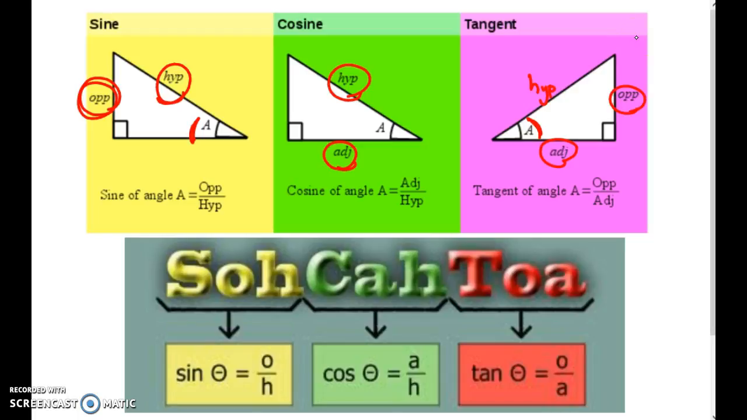We got a handy dandy mnemonic for this, and it's SOHCAHTOA. SOHCAHTOA I like to call Pocahontas' sister, but it gives us all the setups in one spot. So my sine is opposite over hypotenuse, cosine is adjacent over hypotenuse, and tangent is opposite over adjacent.